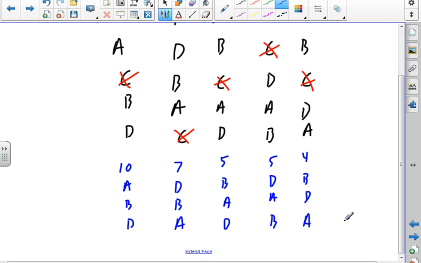And who loses? B loses. Okay, so B goes away. And A ends up with 15 votes, and D ends up with 16 votes. So D is the winner.